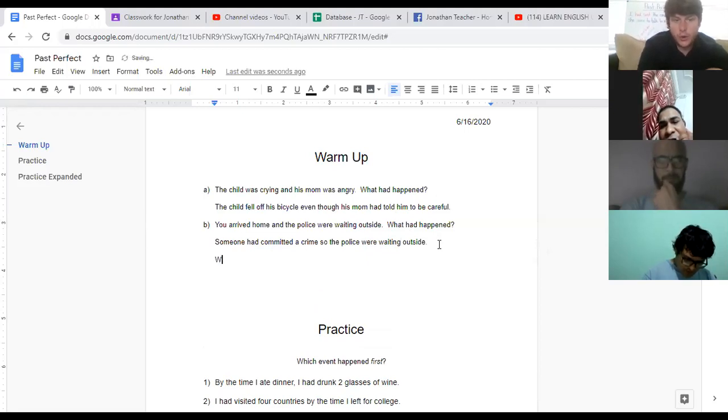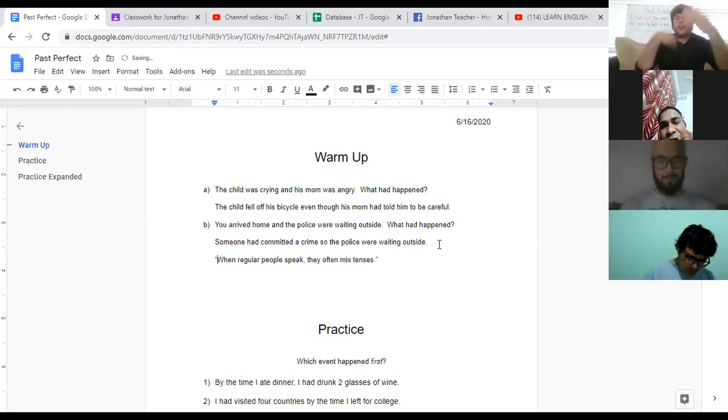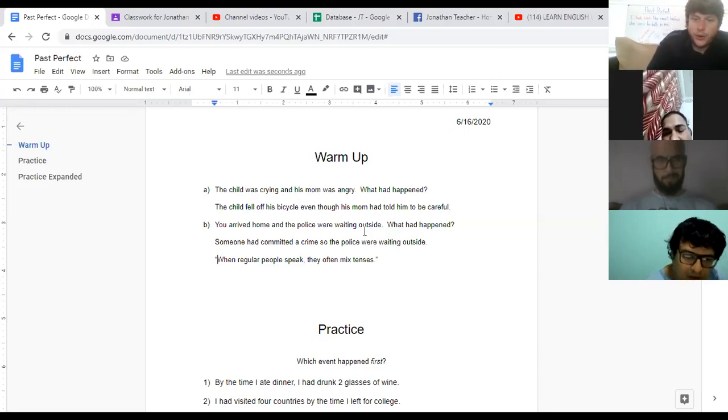But when regular people speak, they often mix tenses. This is just something that people do, like native speakers, right? When an American or British person speaks, you don't speak like perfect textbook English every sentence, with perfect grammar, right? So you can mix tenses a little bit in some cases. Yeah, exactly. So very good job, Raj.